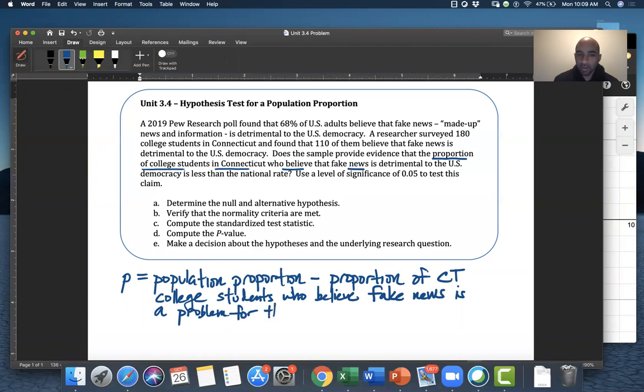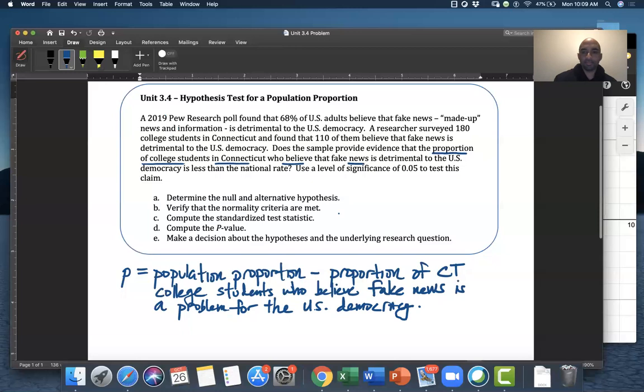Again, this is unknown, right? We don't know the percentage of all Connecticut college students who believe that fake news is a problem for our democracy. We don't know that proportion. It's unknown. But we have information about a sample, and we also are going to compare that in a way to what we know about the national rate. Okay, so to wrap this up, this is what we're defining as p.